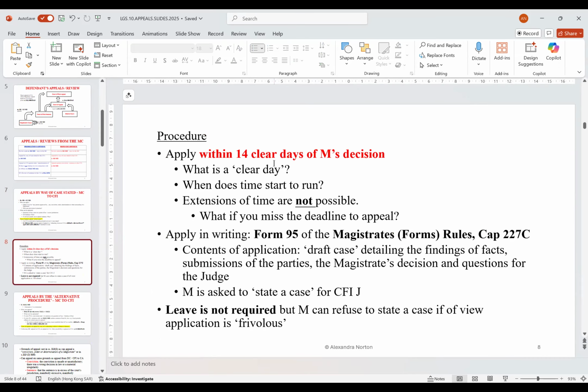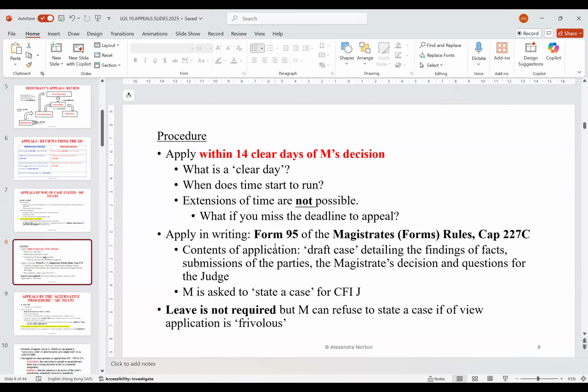You have to apply within 14 clear days of the magistrate's decision. By the reference to clear days, it basically means that if the magistrate has convicted the defendant today, you don't count today as day one. You start counting on the following day, which would be day one. So time starts to run the day after the magistrate's decision. And you can't get an extension of time. So if you miss the deadline to appeal within 14 clear days, then the only option for the defendant would be to look for another avenue of appeal, and that would be section 113 of the Magistrate's Ordinance.